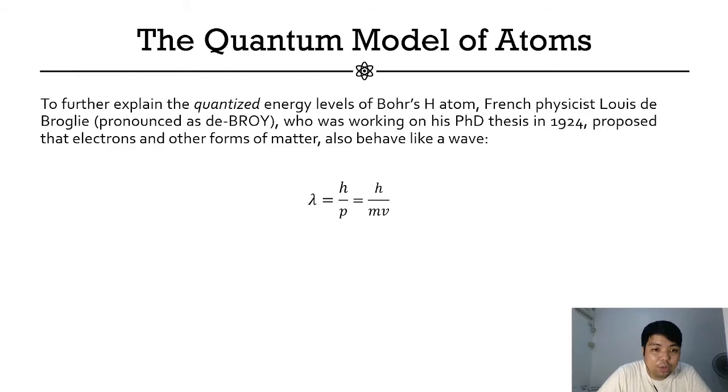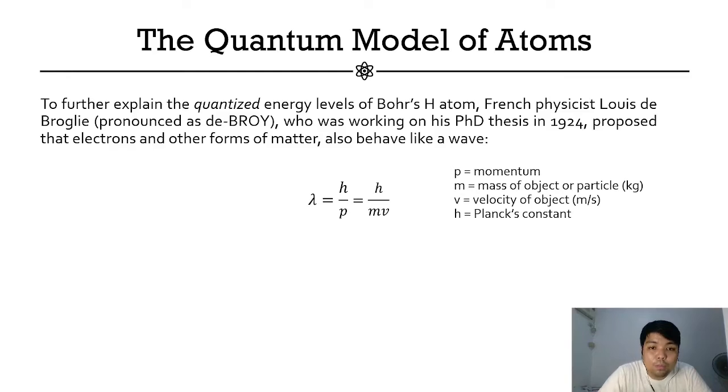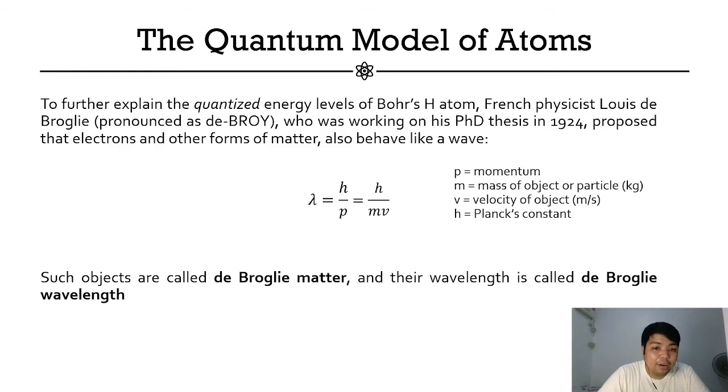is equal to this formula, wherein p is the momentum and m is the mass of the object or particle. Remember that the mass should be in SI units, which is kilograms, while the velocity of the object is in meters per second. And of course, we use Planck's constant. Such objects that have wavelengths are called de Broglie matter, and the wavelength of this de Broglie matter is called the de Broglie wavelength.